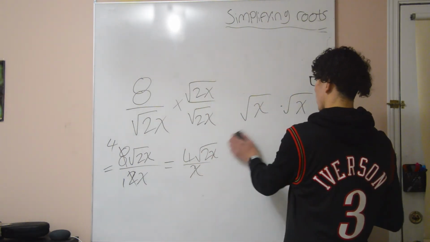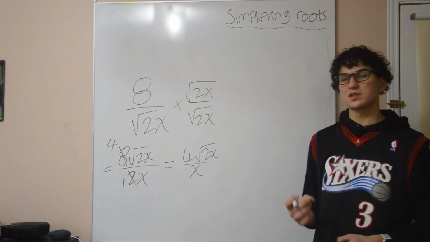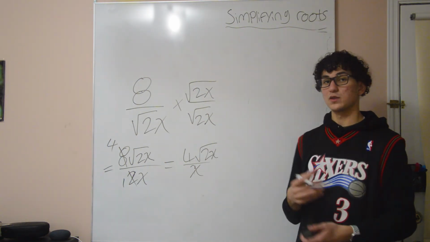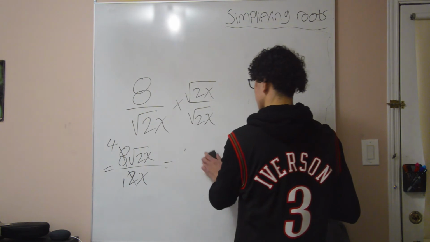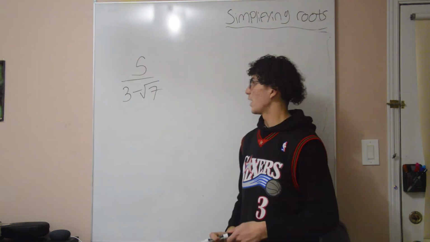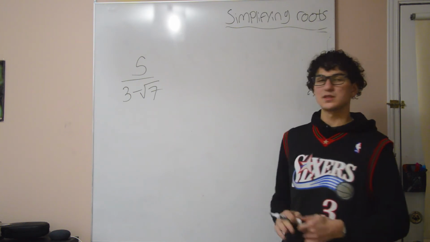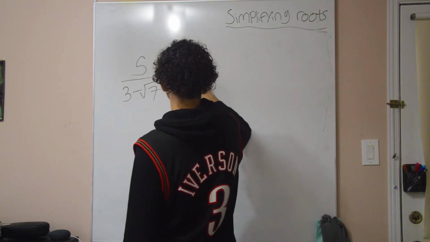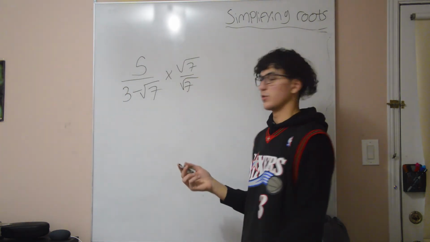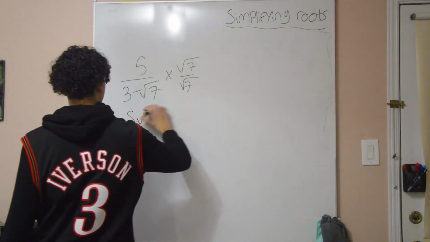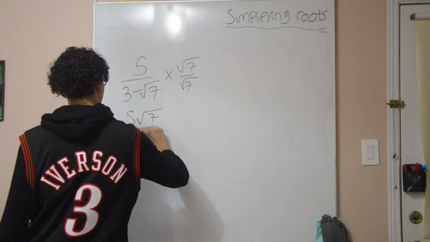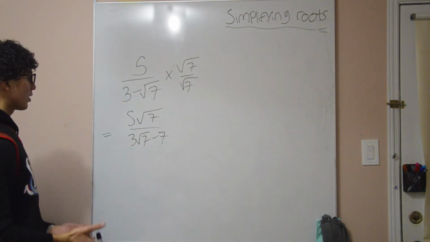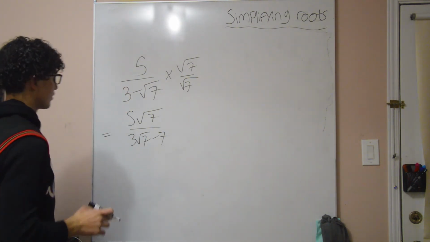Now, it changes up just a little bit, and I'm skimming over this mainly because you're not really going to come across this too often, but it's very important to know how to do it. And the other scenario is the following. 5 divided by 3 minus root 7. Well, let's try what we just did. We multiplied both the top and the bottom by root 7, right? So then it would become 5 root 7 over 3 root 7 minus 7. Well, we still have a root in the bottom, don't we? So that's not how we do it.